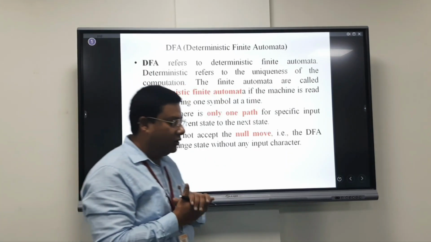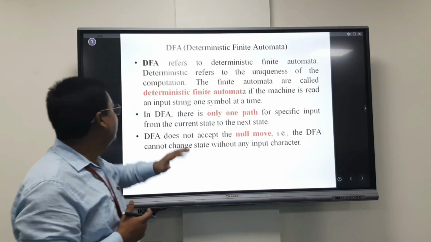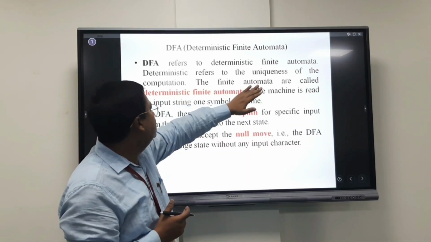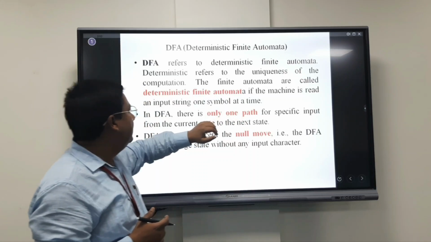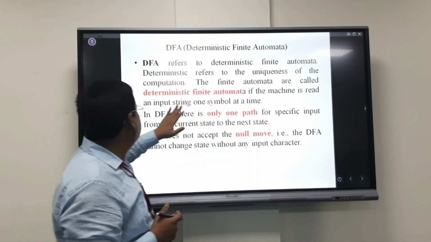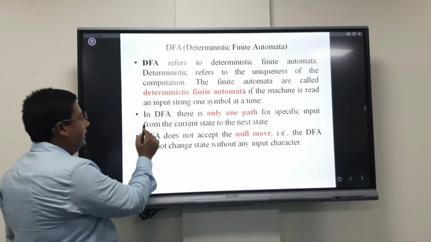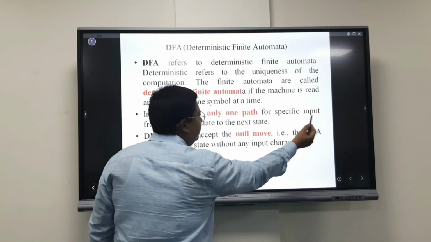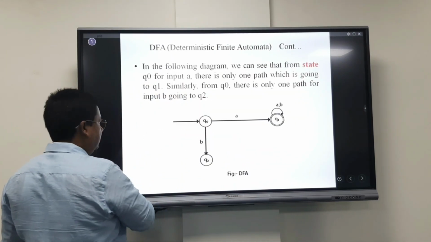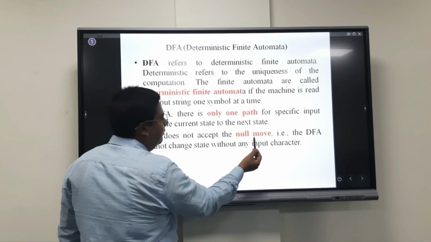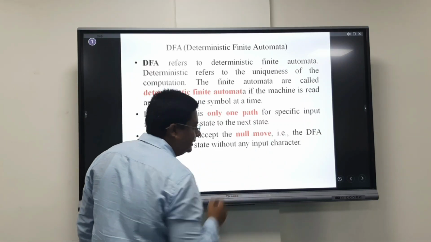Now, come to deterministic finite automata. DFA refers to deterministic finite automata. Deterministic refers to the uniqueness of the computation. The finite automata are called deterministic finite automata if the machine reads an input string one symbol at a time. In DFA, there is only one path for a specific input from the current state to the next state. DFA does not accept the null move. The DFA cannot change state without any input character.